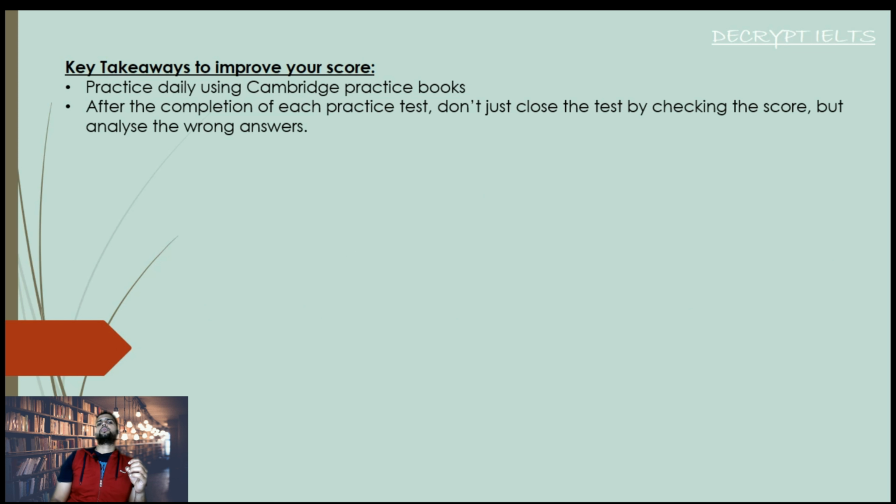One more piece of advice for you: if you are practicing each and every day, and you are just seeing how much you have scored at the end, it is not going to help you. Whichever question you made a mistake in, just go and analyze why it was wrong and why the right answer is right. Then only you will improve your score.